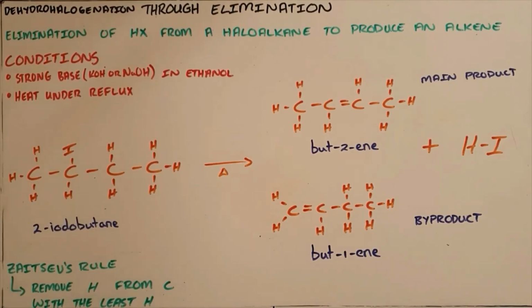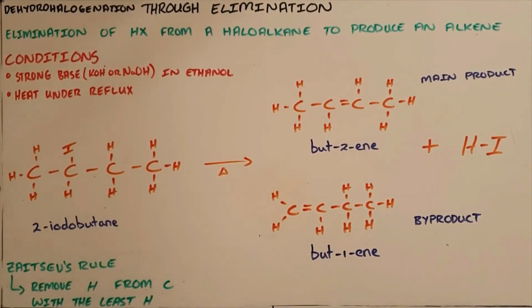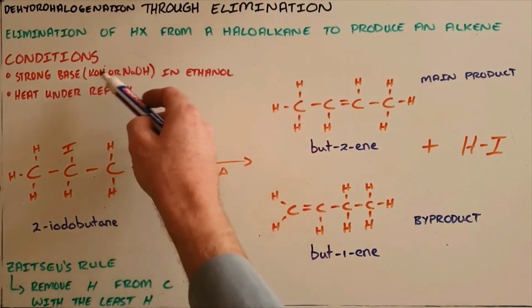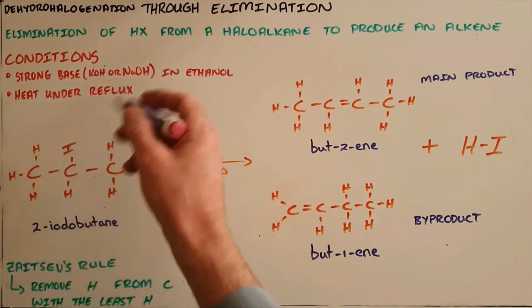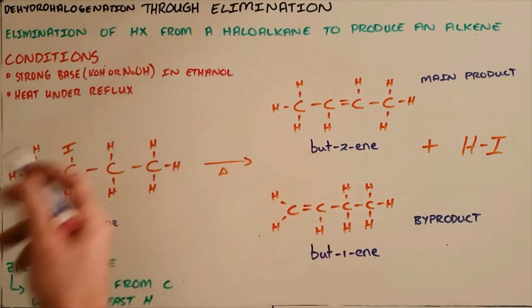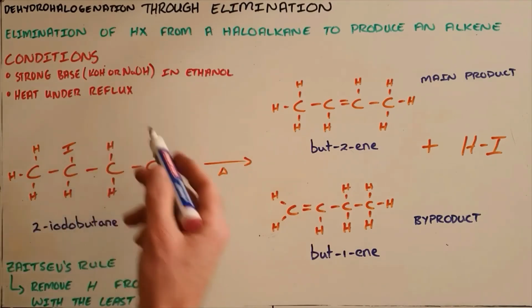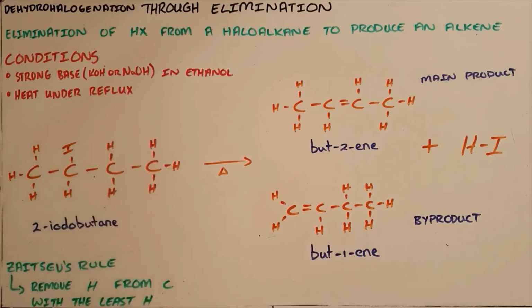Dehydrohalogenation through elimination is the elimination or removal of a hydrogen halide from a haloalkane to produce an alkene. This reaction can only happen on condition that there is a strong base present in ethanol, that strong base being either potassium or sodium hydroxide, and that this solution is heated under reflux. Under reflux refers to it being in a closed container.